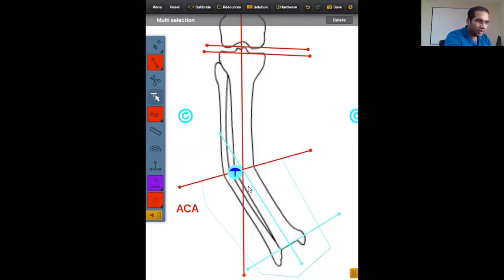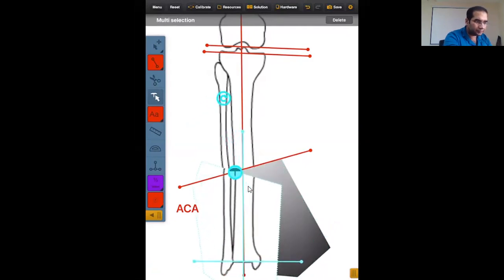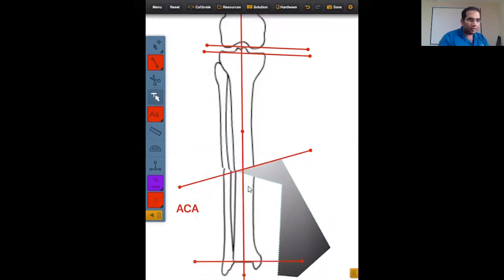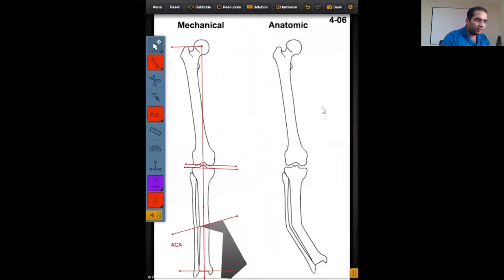Now, while maintaining my hinge over the convex side, I did an opening wedge osteotomy, which resulted in complete restoration of the mechanical axis and the joint orientation lines. Let me show you. Here you can see the mechanical axis of the limb is straight in line now.